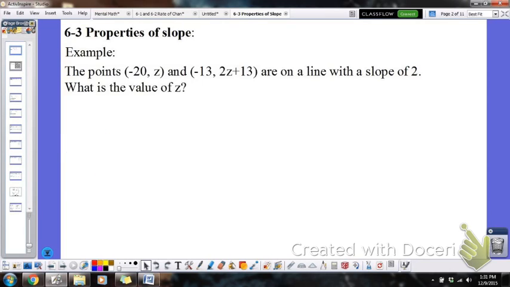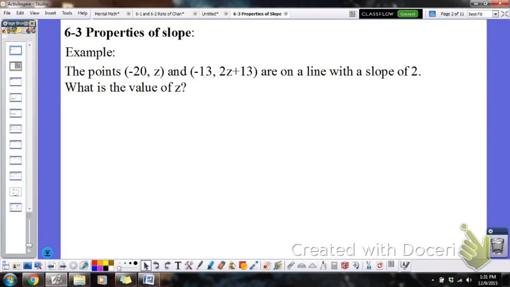So let's get started with 6-3 properties of slope. And we're going to start with an example. The points (-20, z) and (-13, 2z + 13) are on a line with a slope of 2. What is the value of z? So we're given 2 points, but there are some unknown values in these points, so we don't necessarily know what our point is.